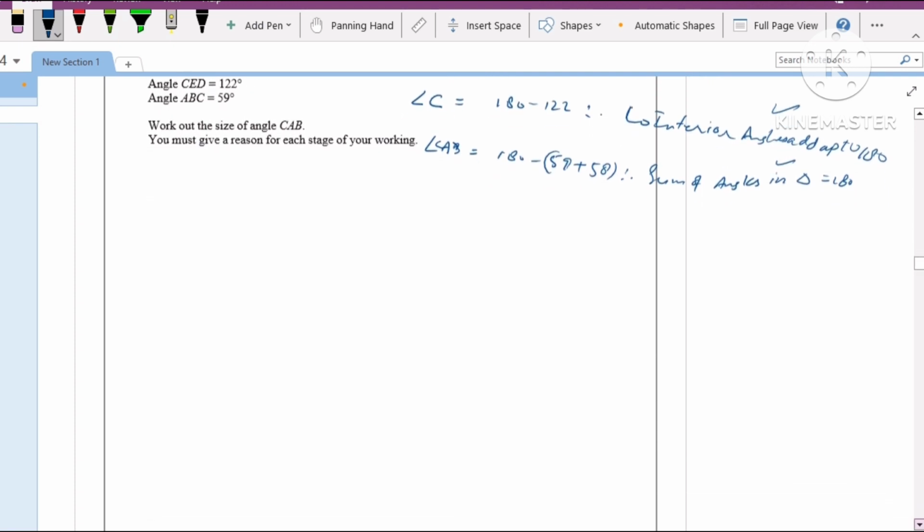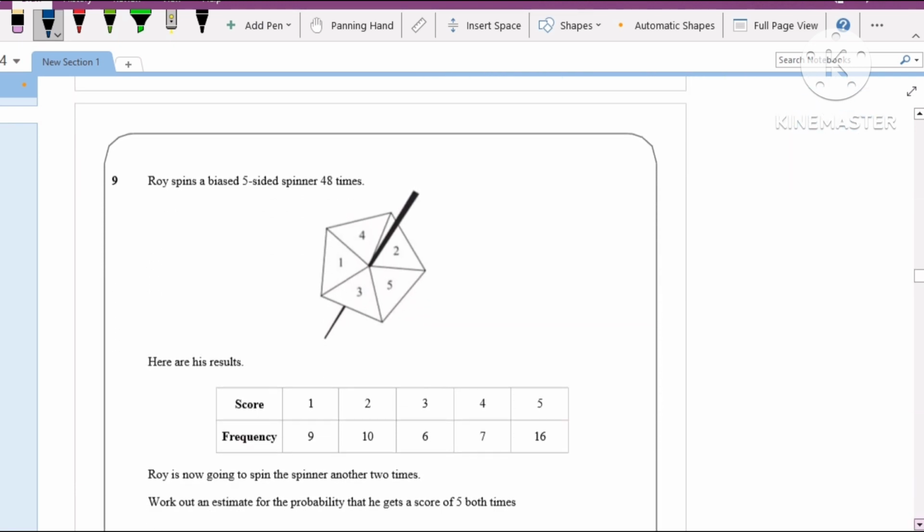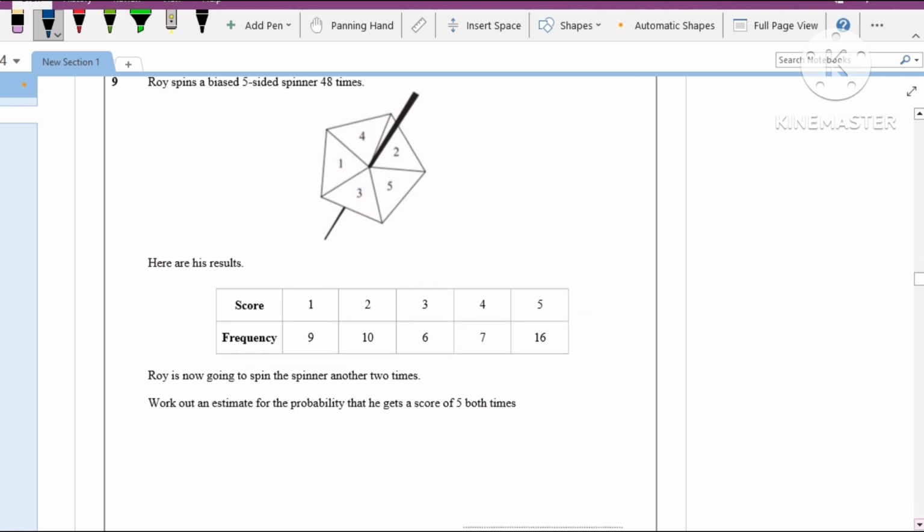Okay, to move to the next question, that is question number 9. It looks like it's from probability, simple probability, and it is experimental probability, because basically Roy spins a 5-sided spinner 48 times and he has written the results. So this is basically experimental probability. When he's talking about experimental probability, it means we have to rely on these results for the prediction of the future. So Roy is now going to spin the spinner another 2 times. Work out an estimate for the probability that he gets a score of 5 both times.